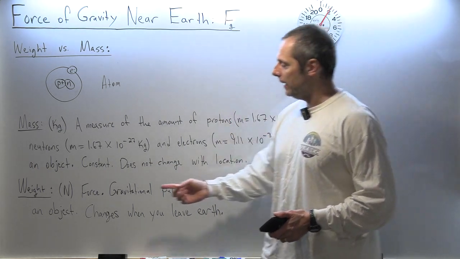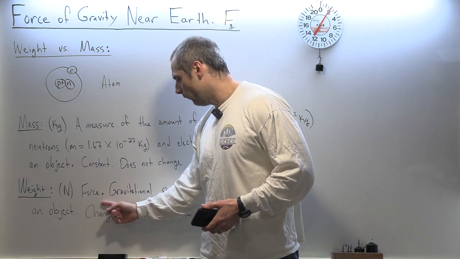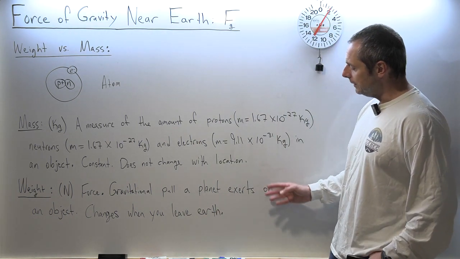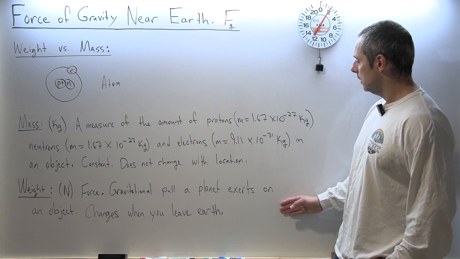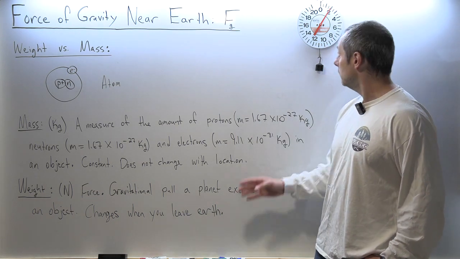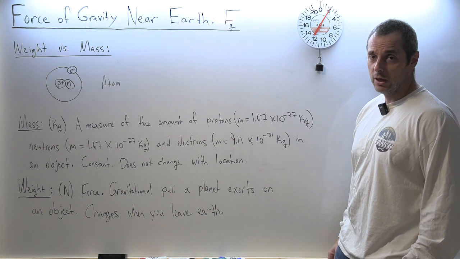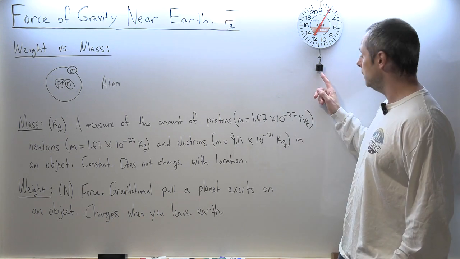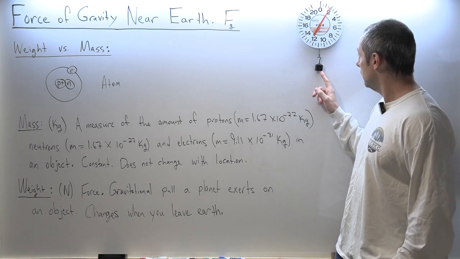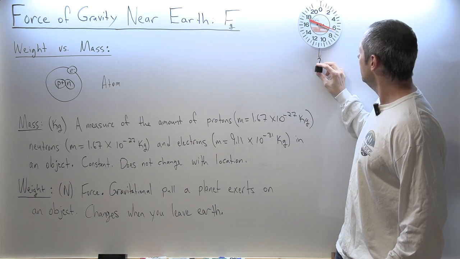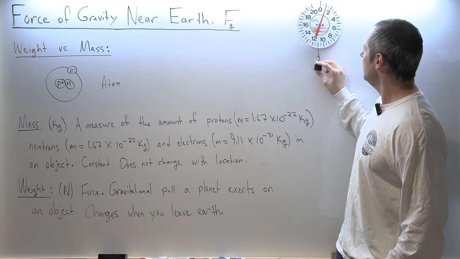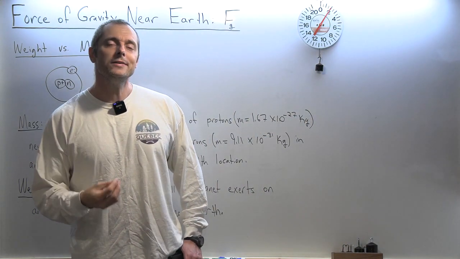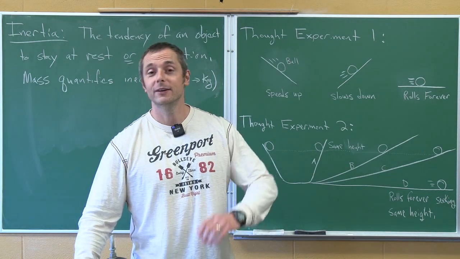The weight, on the other hand, is measured in newtons, not kilograms, and it's a force. What it is, it's the gravitational pull a planet exerts on an object. And it changes when you leave the Earth. So this is about 2 newtons. If I take this to another planet, it's not going to be two newtons, even though it's 0.2 kilograms on the other planet still. On the other planet, there might be more gravity, there might be less gravity, or maybe the same, or maybe zero. So weight.